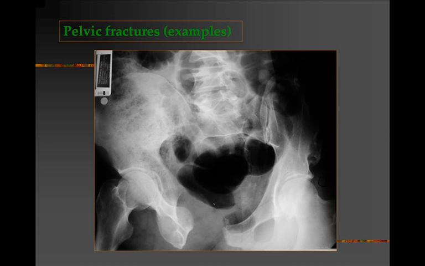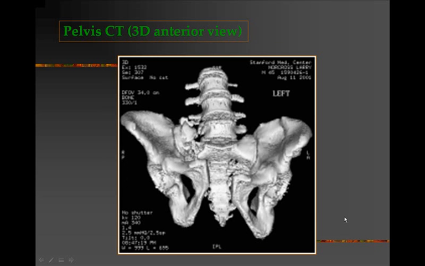Here's another example of a severe unstable pelvic fracture where the pubic symphysis has separated. CT reconstructions of pelvic fractures are helpful in studying the complex anatomy.